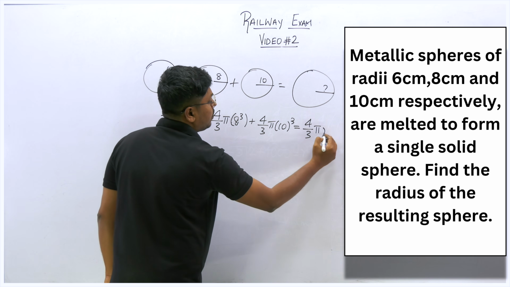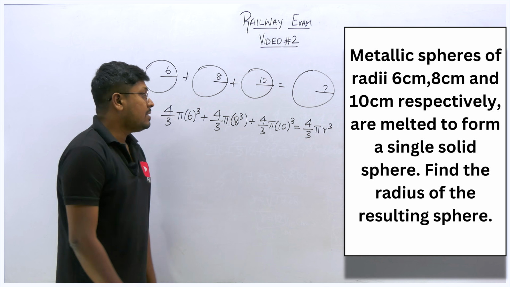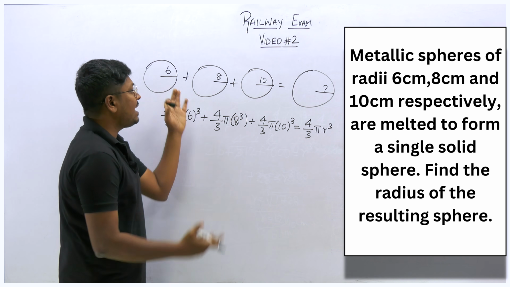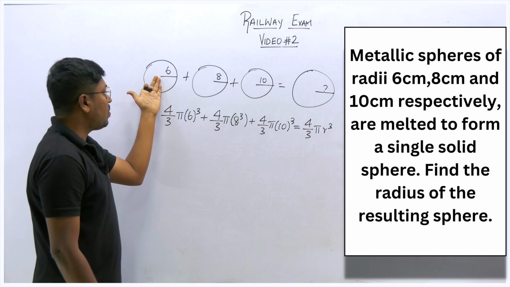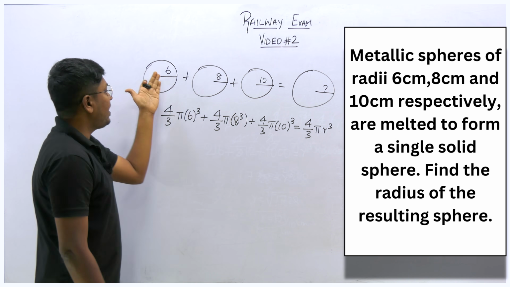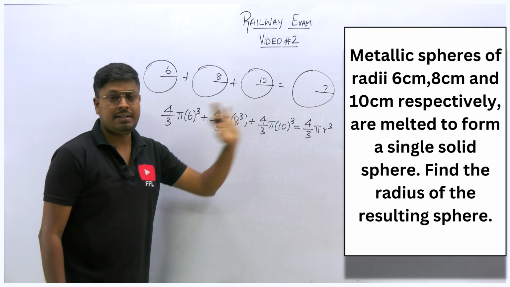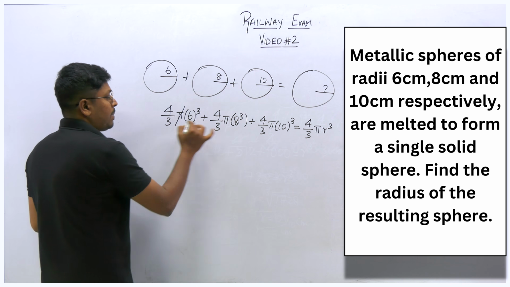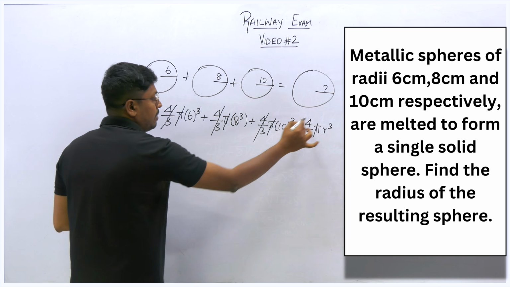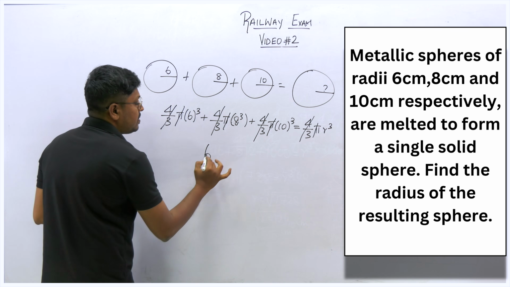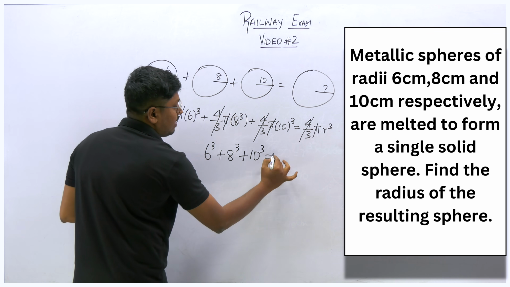Our target is to find the largest sphere's radius. We need to find that. Always remember that it can even be a cone: if they have given 3 cones to make a sphere, or 3 cylinders, or 1 cone, 1 cylinder, 1 sphere, just find the volume of the cone, the volume of the cylinder, the volume of the sphere, and add all 3 volumes, equal to the resultant shape, right? Now we can cancel pi here, and similarly we can cancel 4 by 3 everywhere. So the resultant values are 6 cube plus 8 cube plus 10 cube is equal to r cube, right?